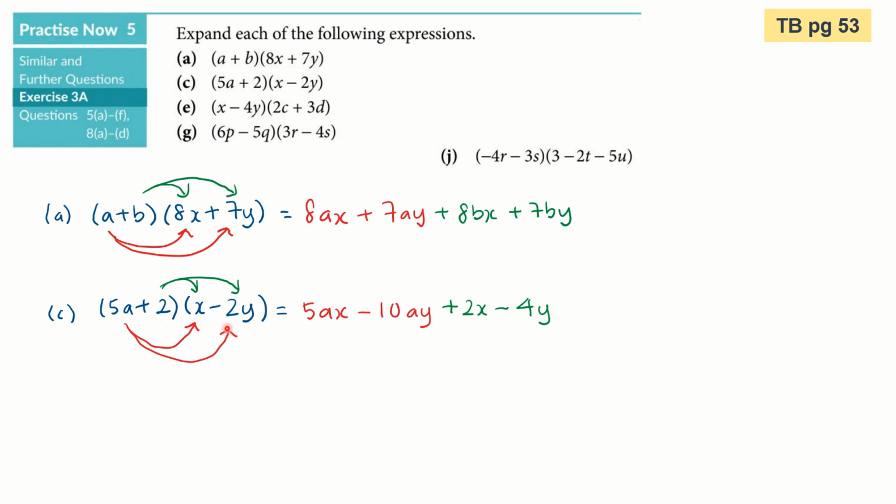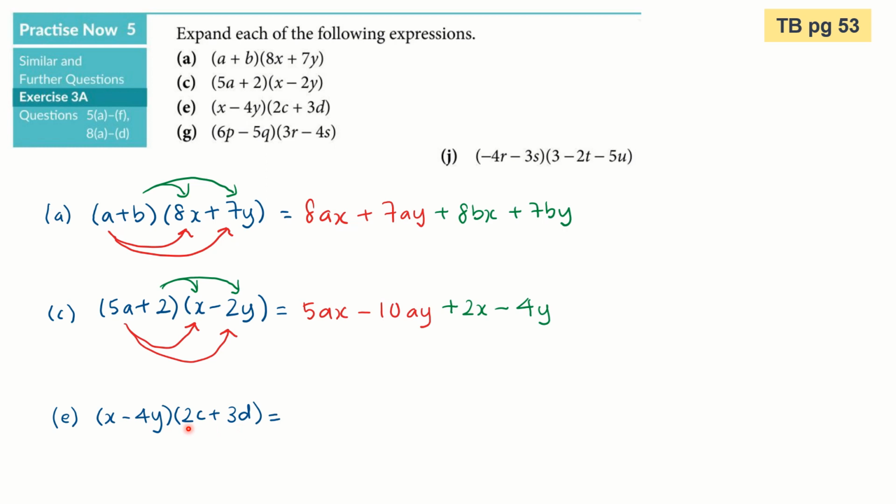That's because 2 times 2 gives us 4, and plus and minus gives us a minus. So we need to be very careful about the operations and keep those in mind whenever we are doing our calculations. If you still need another example, let's take a look at part E then. We have x minus 4y multiplying by 2c plus 3d.